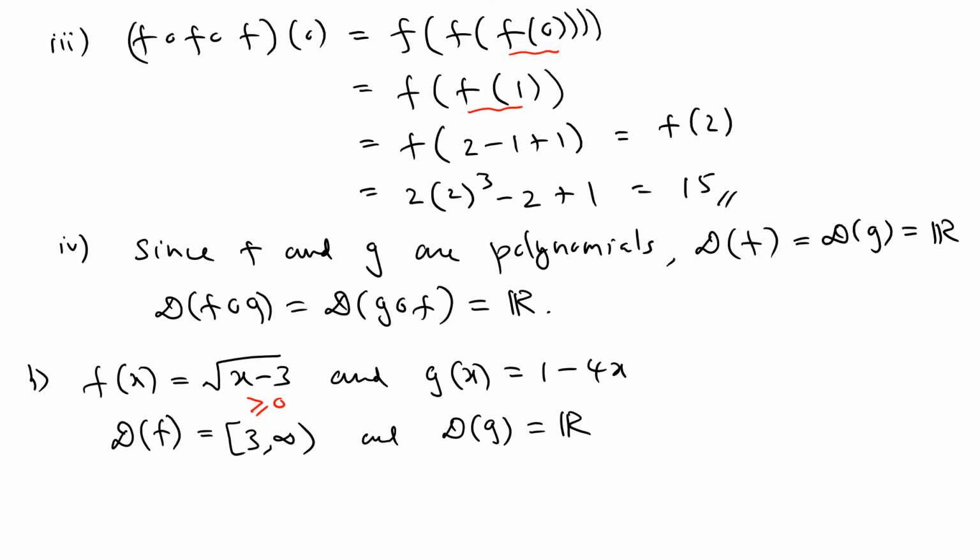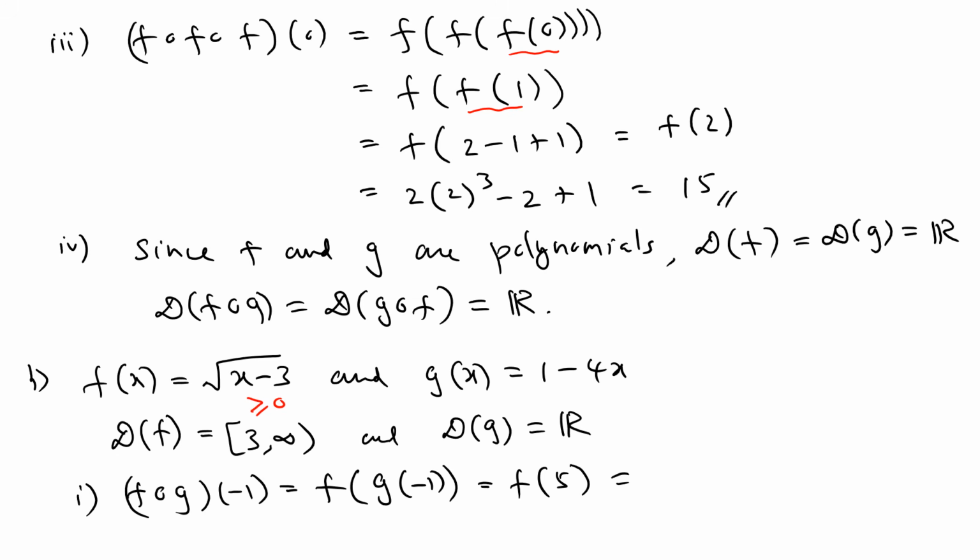So let's start finding one by one. We're going to start with the first one, which is f circle g of negative 1. Again, we use the definition, which is f of g of negative 1. That means we're going to find g of negative 1 first. Go to the g function, plug in negative 1, which is 5. And then go to the f function, plug in 5. That means the square root of 5 minus 3, which is square root 2.